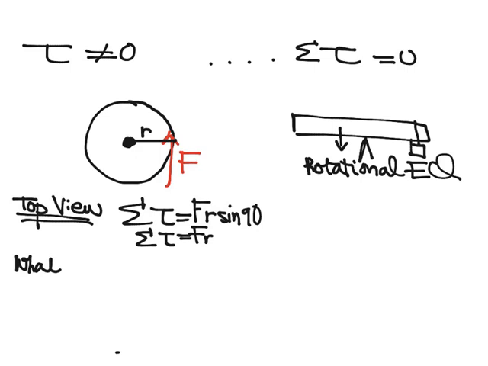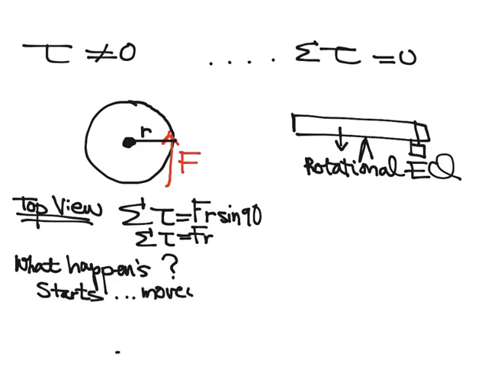You might say, okay, well, the turntable is going to start to move. And that's true, the turntable is going to start to move, and in addition, it's going to move faster and faster and faster. And so what we have is this thing called angular acceleration.